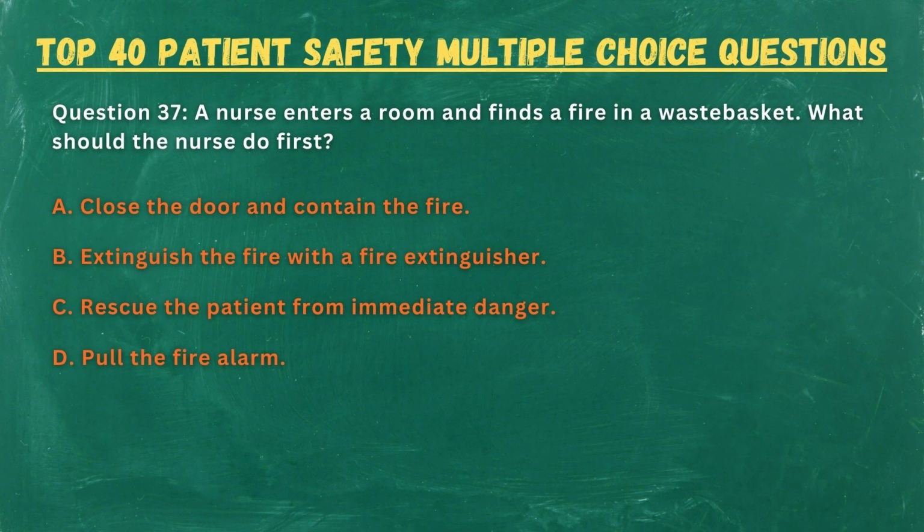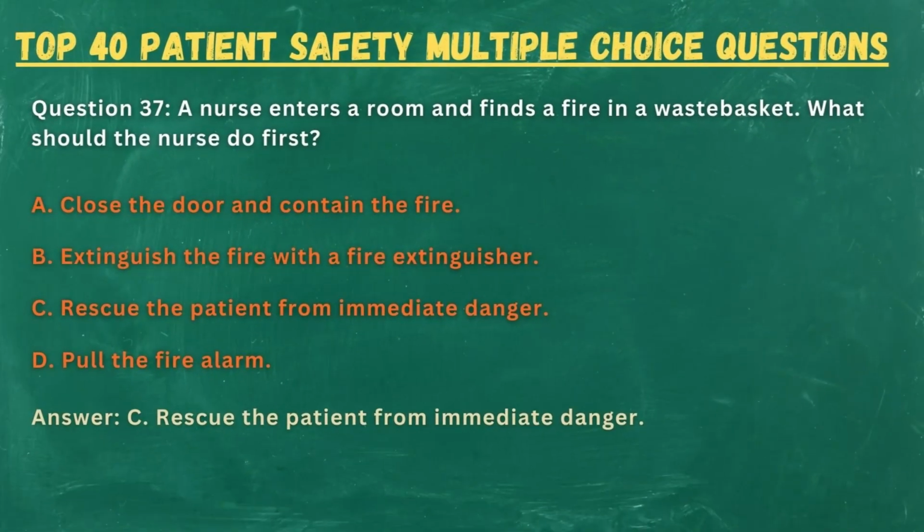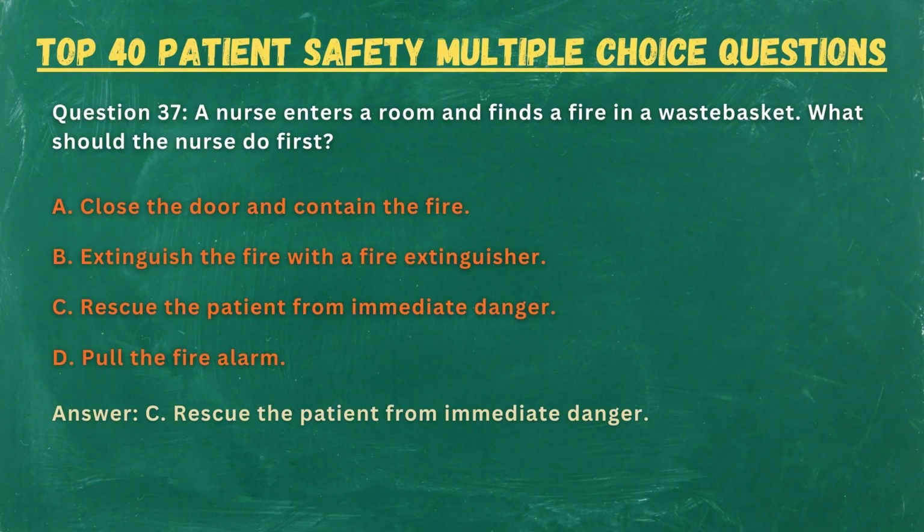Question 37. A nurse enters a room and finds a fire in a wastebasket. What should the nurse do first? A. Close the door and contain the fire. B. Extinguish the fire with a fire extinguisher. C. Rescue the patient from immediate danger. D. Pull a fire alarm. Answer. C. Rescue the patient from immediate danger.